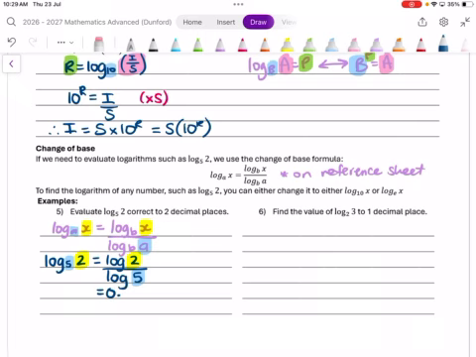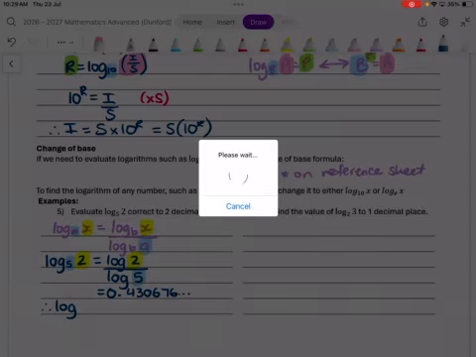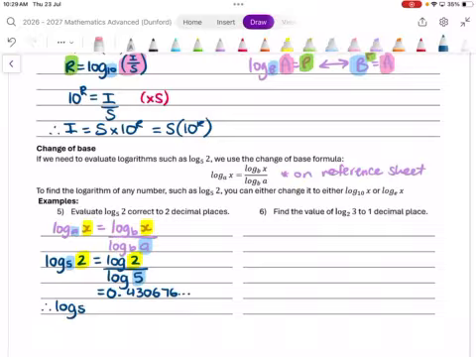0.430676... Now, if you pressed ln 2 over ln 5, you'd also get the same thing. And so therefore, we get that log base 5 of 2 is equal to 0.43 to 2 decimal places. Now, if you also press that new button on our calculator, you should get 0.43 to 2 decimal places.